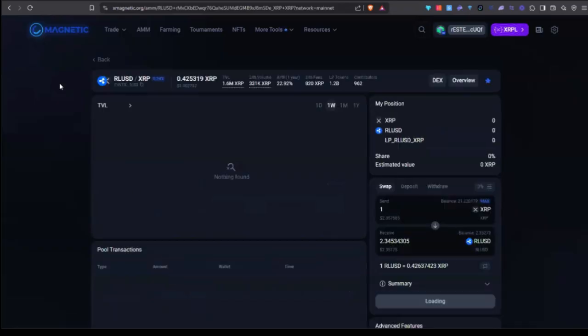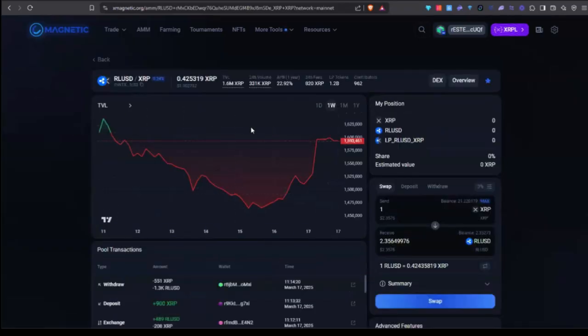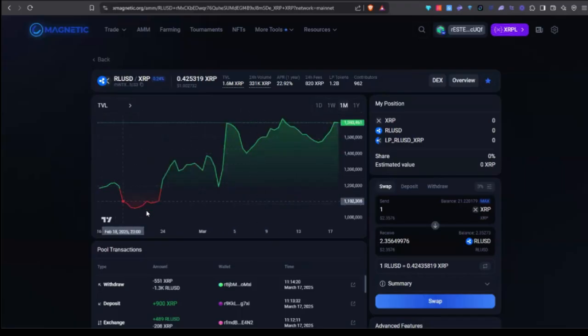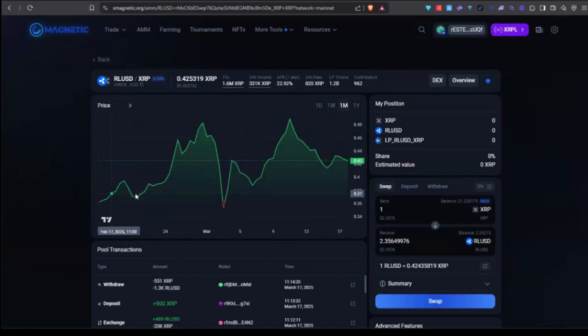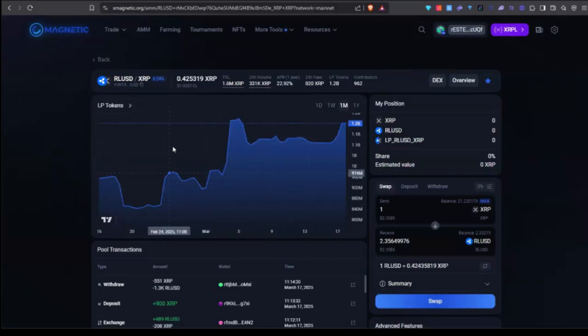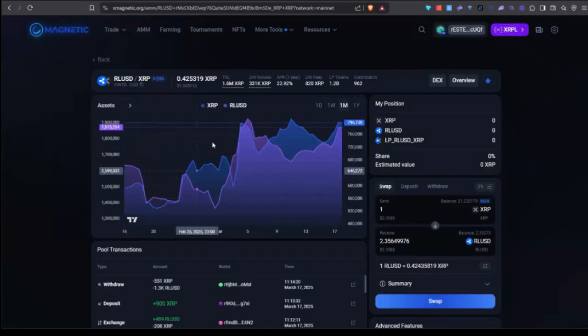So if I press here, it opens this page that is for the AMM. So the total value locked, as you can see, has been increasing consistently, even though there's ups and downs, but it has been mostly increasing. I can see the price. This is the price, but it's swapped. It's not how many dollars you get for an XRP, it's how many RLUSD you get for each XRP. That's why it says 0.43. The LP tokens, this is the amount of liquidity in the pool. And then this is the ratio from both assets. This is a pretty cool chart.